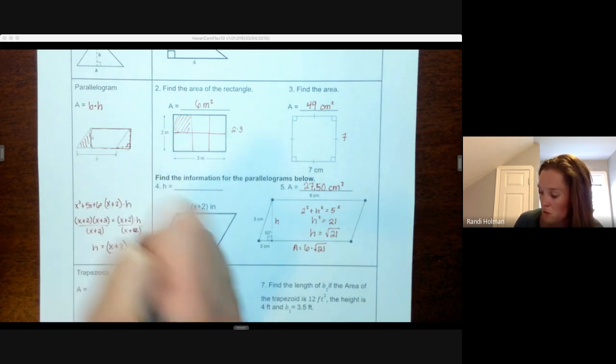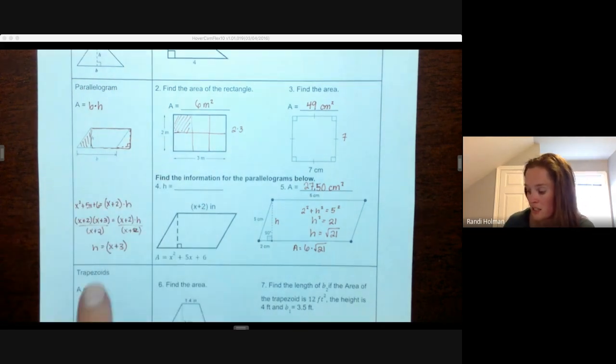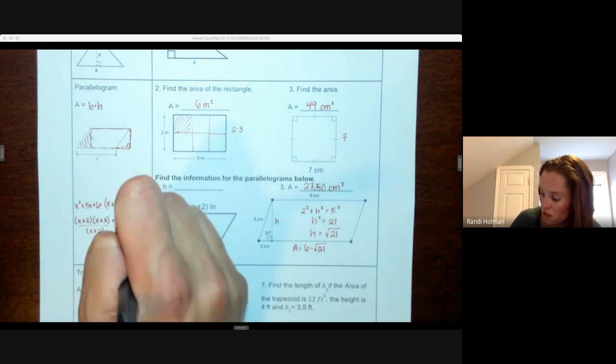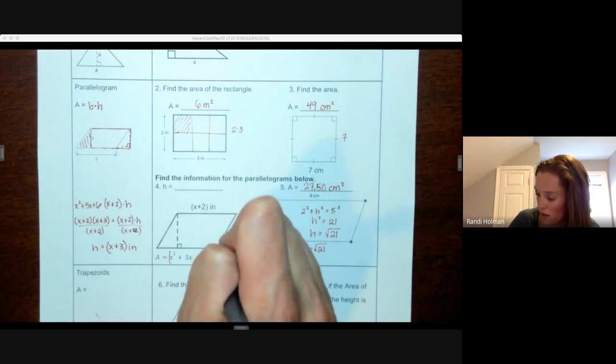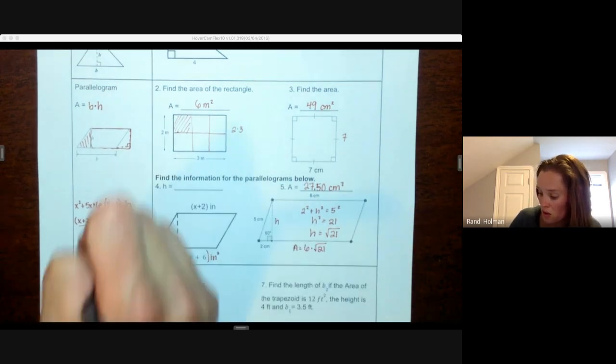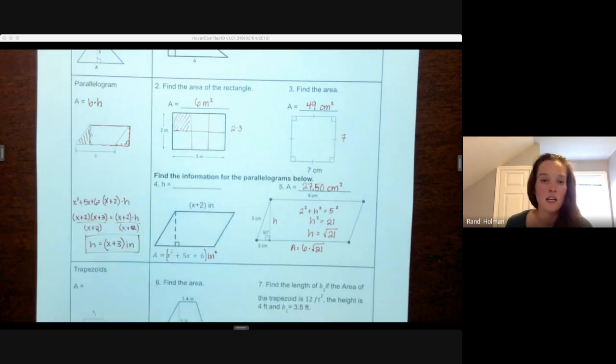And again, we want to make sure we're still using units. H is this height here, so we're going to be in inches. Oh, and this should be here in inches squared with our area. So our height is x plus 3 inches for that parallelogram.